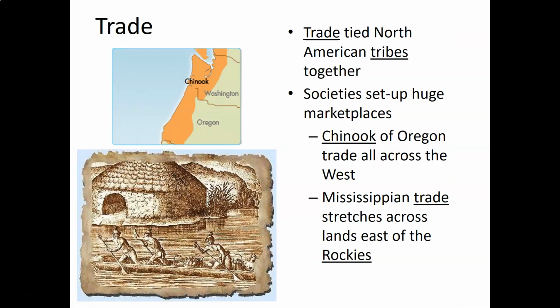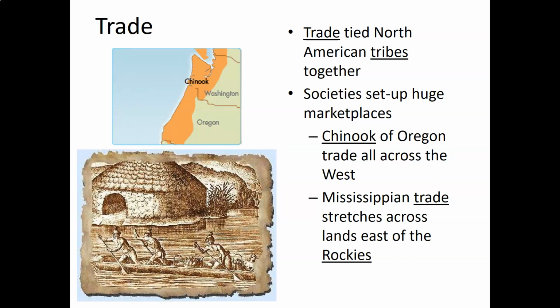All right, so now we're going to talk about trade in general, but we'll link it a little bit to the Pacific Northwest and the Mississippian area. Trade is what tied the North American tribes together, whether it was something very close or something more extensively far off. It depends on the geographic location of the society that we're talking about.